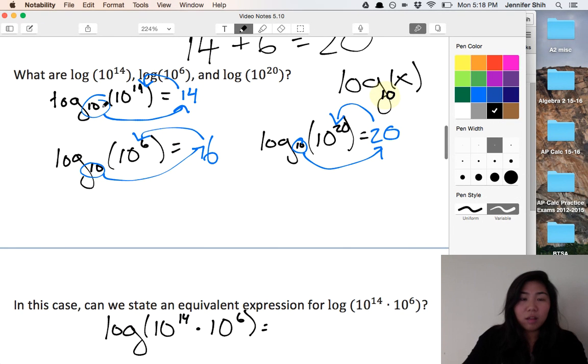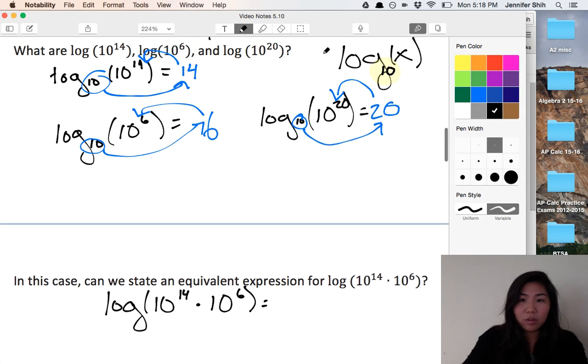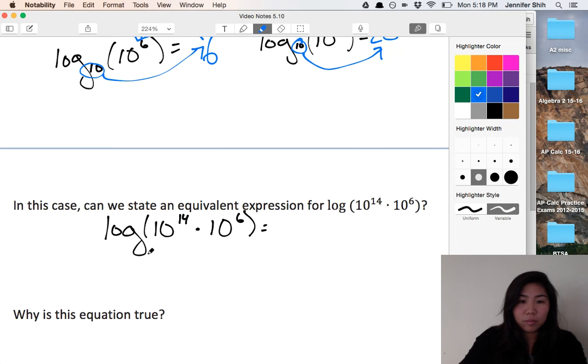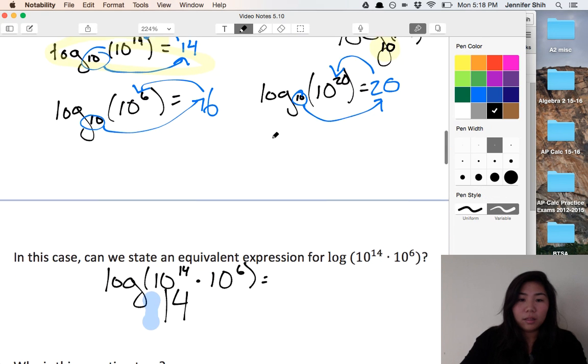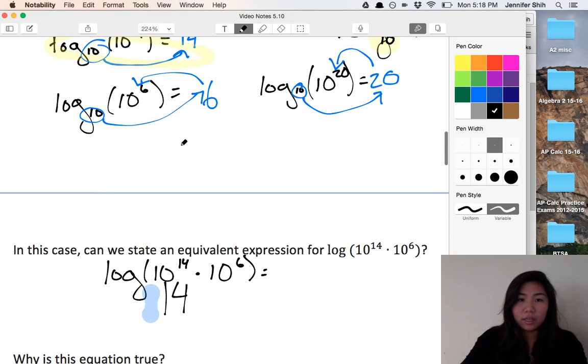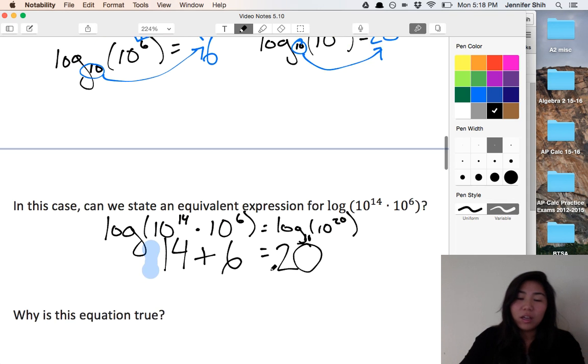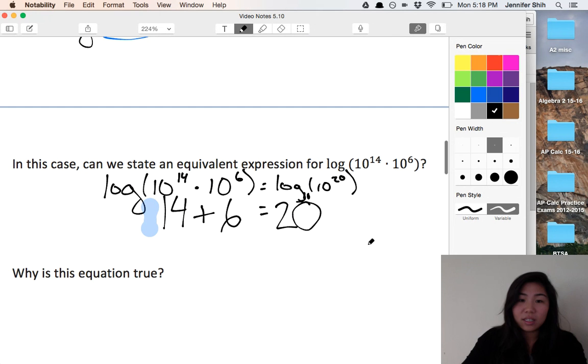So let's see. Log of 10 to the 14th, right here, is equal to 14. Log of 10 to the 6th is equal to 6. Together, that is going to be 20, because we know this is going to be log of 10 to the 20th. And then you're like, what is log base 10? You know you want to get to 20. Log base 10 of what power will give you 10 to the 20th? So now we know 14 plus 6 is 20.